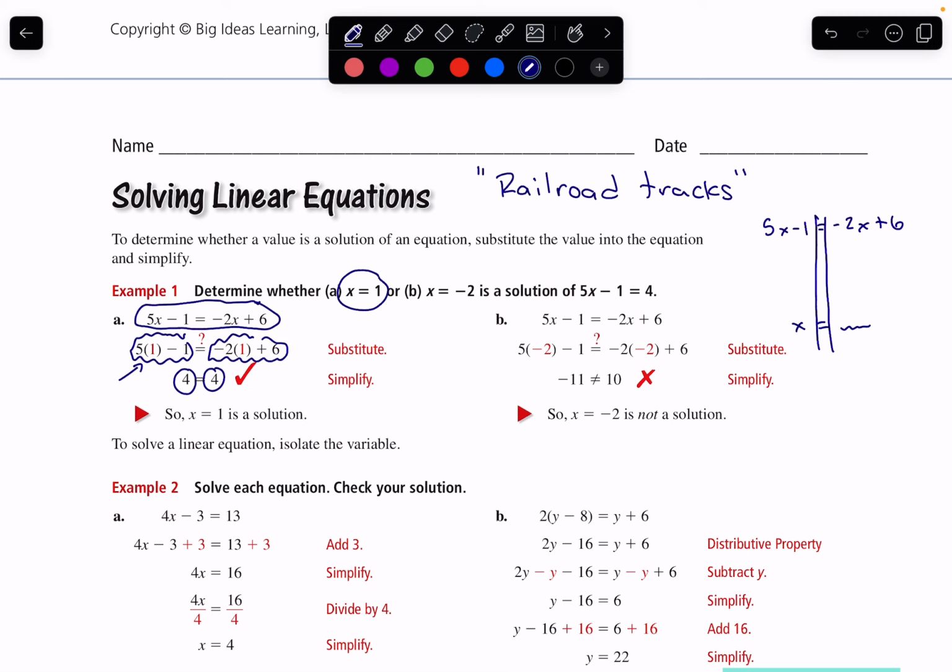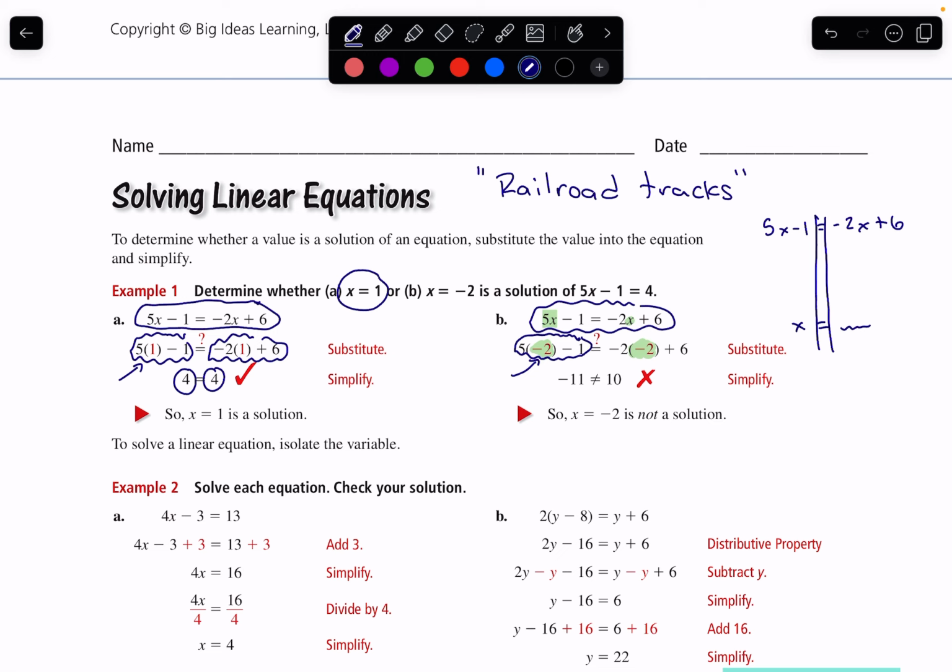Now, if I plug in a negative 2, there's a good chance it's not going to work because I already found a number that worked. x equals 1 worked. Let's see if x equals negative 2 works. So I take the same equation to start with, but now everywhere that there was an x, I'm going to replace it with a negative 2. But again, I'm going to be careful that I put it in parentheses. Then I can go ahead and type it into my calculator if I want.